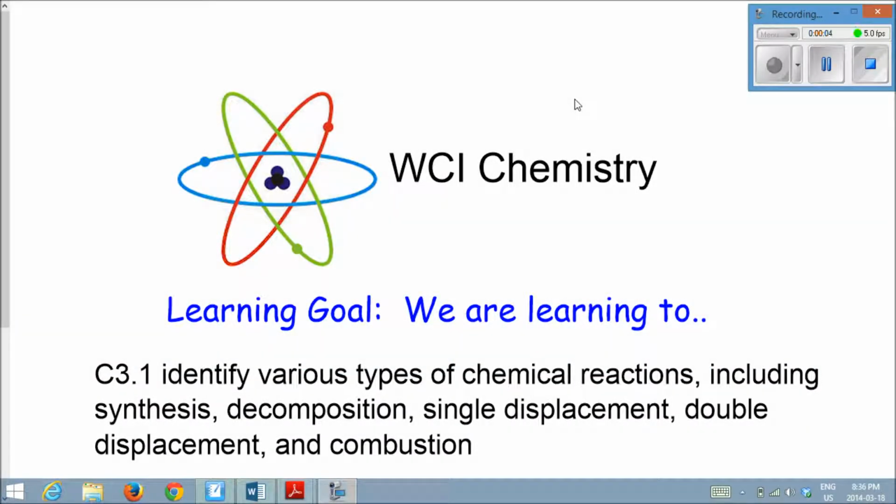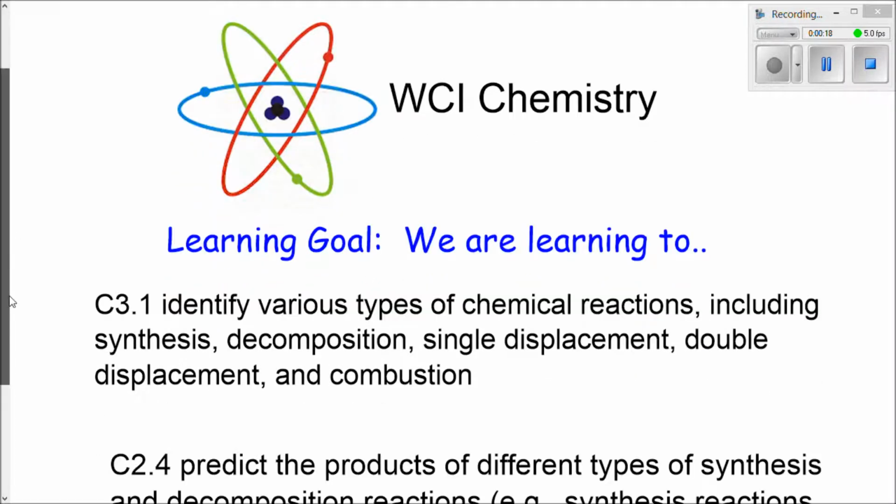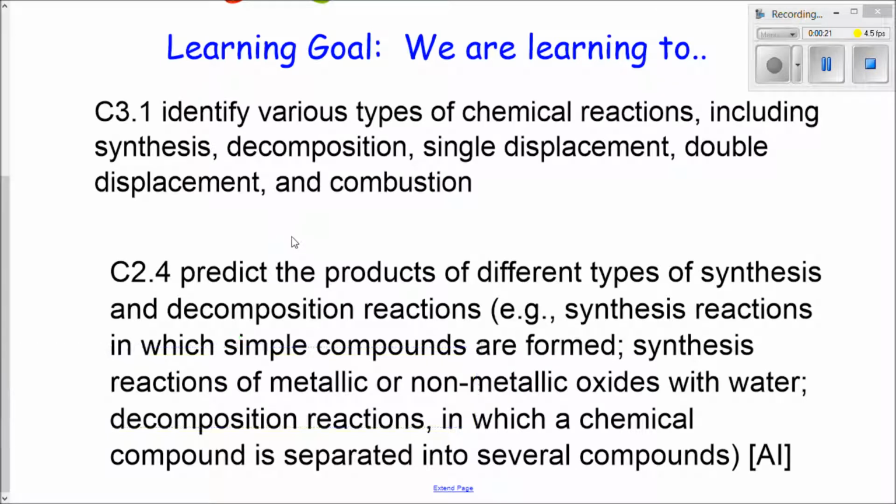Today, what we're learning about is, again, our different types of reactions. This is the second lesson in our chemical reactions unit. We're learning about synthesis, decomposition, single displacement, double displacement, and combustion, identifying those types of reactions, but also, today specifically, how to predict the products of different synthesis and decomposition reactions. So, along with your textbook, we're going to be able to really define what a synthesis and decomposition reaction is.